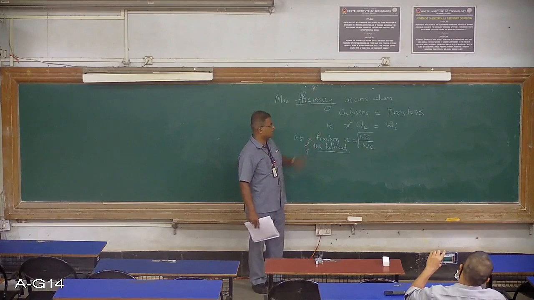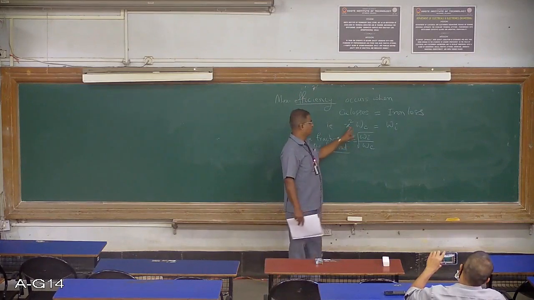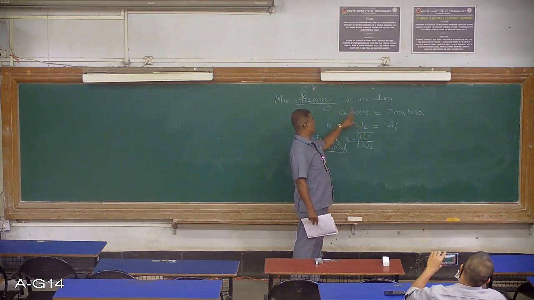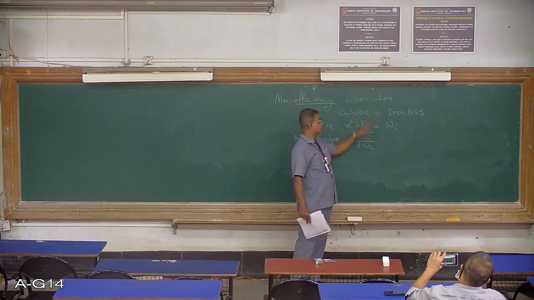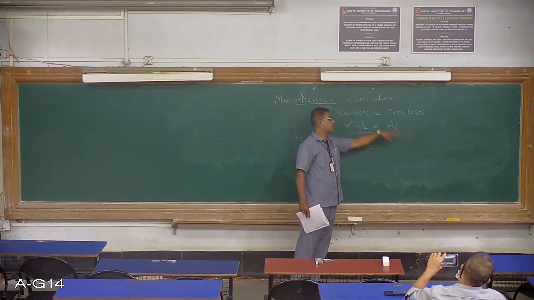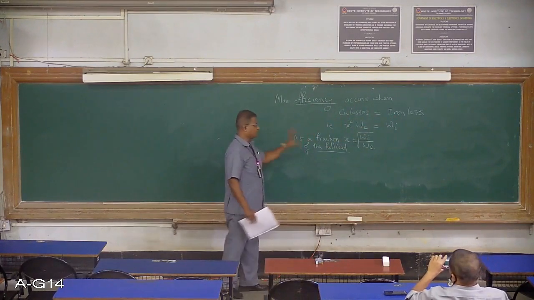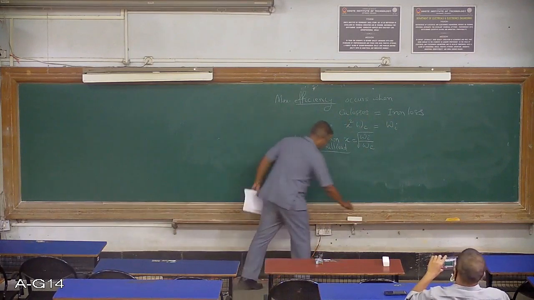So in general, for our purpose, for the first semester level, just try to remember: whenever variable losses, copper losses, become equal to the constant losses, that is iron loss, maximum efficiency occurs. So this much information just bear in mind.